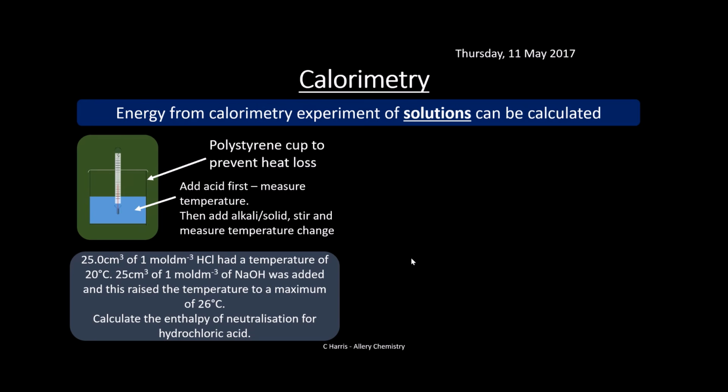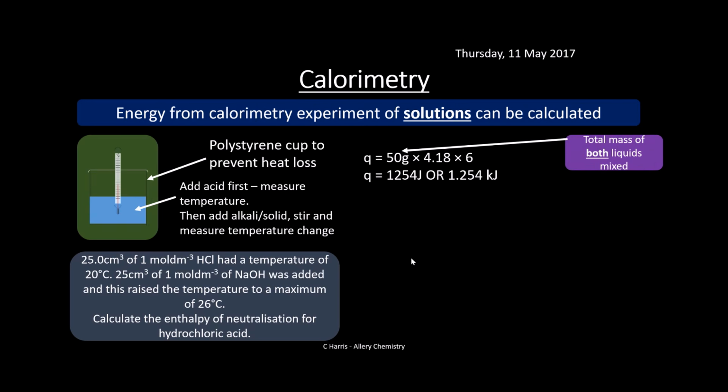Okay, so let's look at this example. 25 centimeters cubed of 1 mole per dm cubed HCl had a temperature of 20 degrees C. 25 centimeters cubed of 1 mole per dm cubed of sodium hydroxide was added, and this raised the temperature to a maximum of 26 degrees Celsius. Calculate the enthalpy of neutralization for hydrochloric acid. Okay, so just like the one before, we have to work out the energy first. However, you've got to be really careful here, because instead of using the mass of water, we've actually got just 2 liquids here.